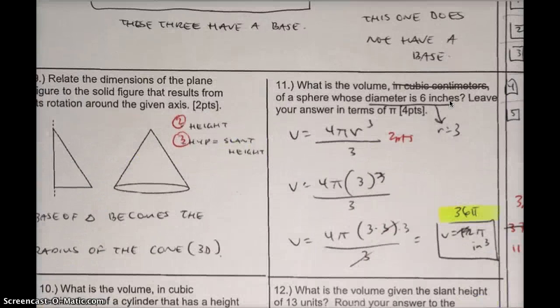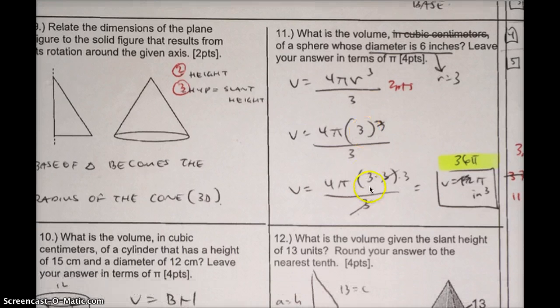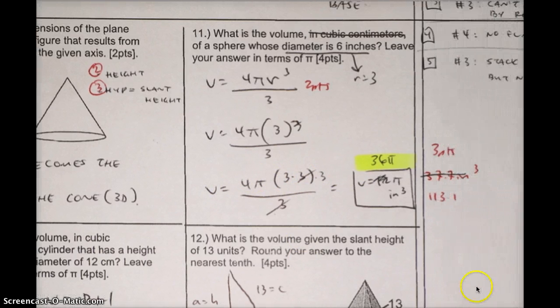Question number 11, what is the volume of a sphere whose diameter is 6 inches? Leave your answer in terms of pi. So volume of a sphere is 4 pi r cubed divided by 3. Here it says d is equal to 6. There is no d in the formula, so you need an r. Half of the diameter is the radius. 3 cubed means 3 times 3 times 3. I have a 3 in the denominator, which means you can cancel the 3's. And if you multiply the numerator, you'll get 36 pi. Again, I took off a point if you multiplied by pi.